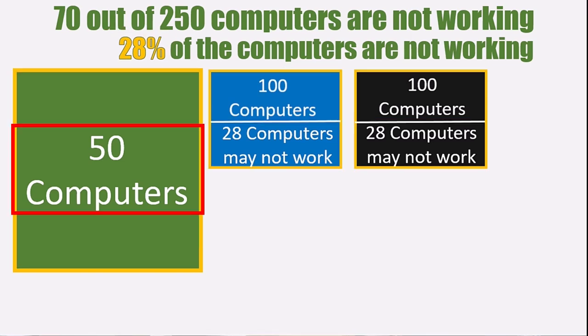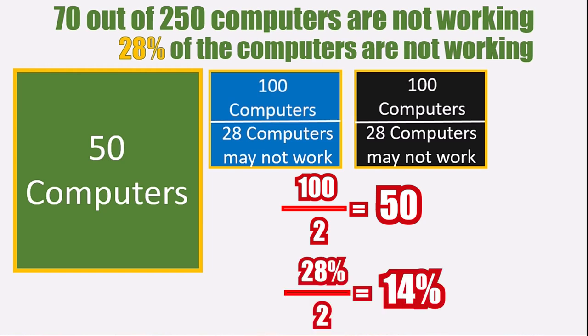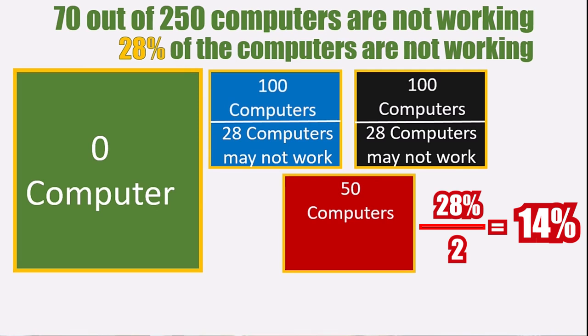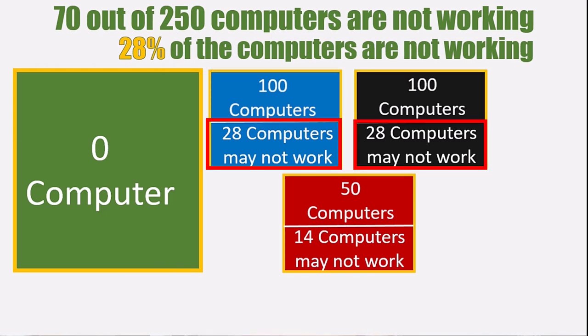Now in our box, we are left with 50 computers. Now 50 is exactly half of 100. That means if we want to get the percentage which is corresponding to the 50 computers, we need to divide also our percent into 2. So when we bring another red box like this, then we picked all the 50 computers and put it in that red box. We need to divide our percent into 2 so that we get in every 50 computers, 14 computers may not work. So in every 100 computers, 28 computers may not work. Or you can put it this way, in every 50 computers, 14 computers may not work. So each and every number is always having a representation in that percentage.